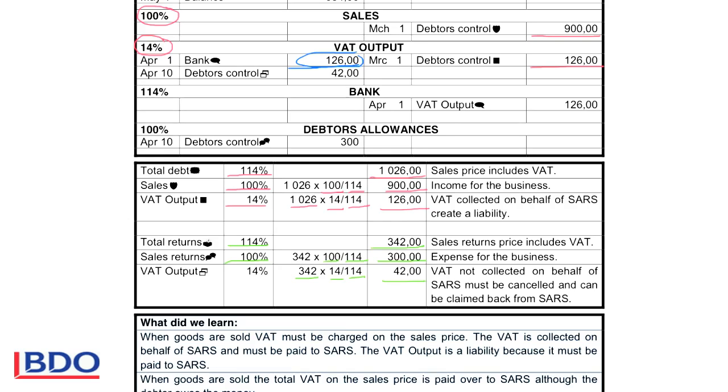So if we go back to this entry here for VAT output, how much did we pay out to SARS when we sold the goods? 126 Rand. That was on the total sales. Now, because this customer returned goods, we are not going to receive this 342 Rand from the customer. What is included in the 342? The 42 Rand VAT. So it means that I can now say that I don't have to pay this 42 Rand to SARS anymore. So I will go and debit the 42 to show in future I will claim this amount back from SARS.